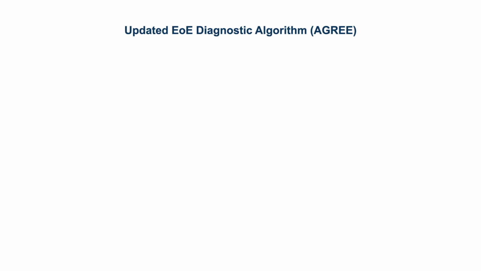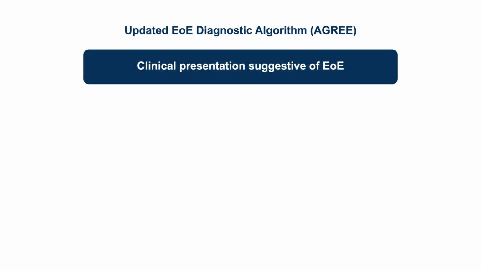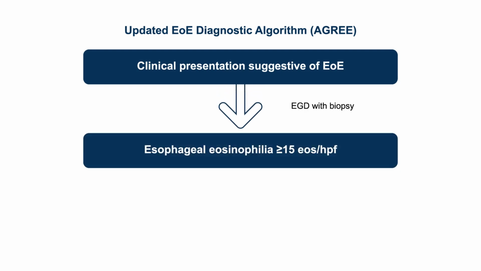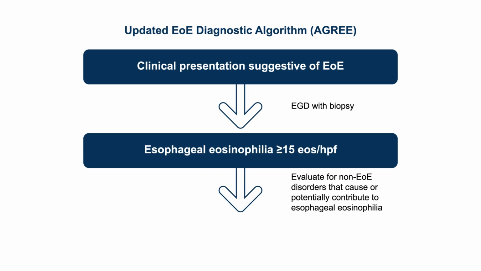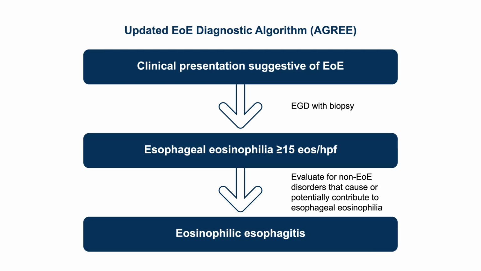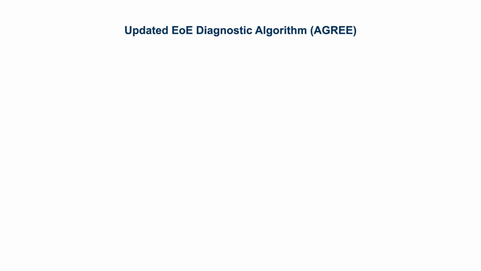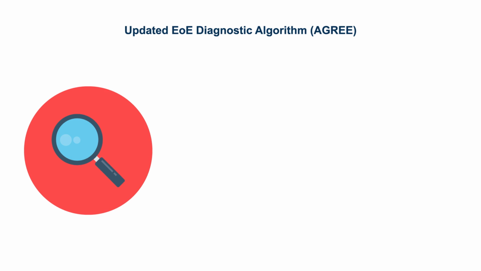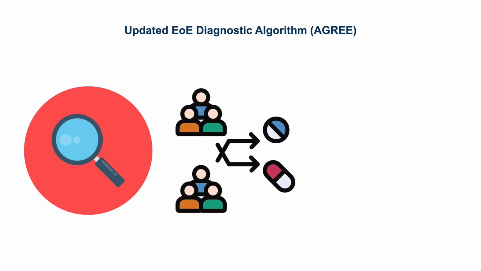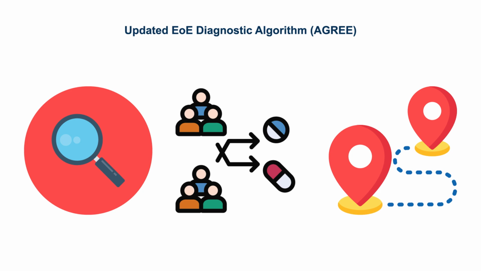The AGREE guidelines were released in 2018, and they helped clarify the diagnostic algorithm for EOE. In patients who have a clinical presentation suggestive of EOE, they should have an EGD with biopsy. If esophageal eosinophilia is noted at greater than 15 eosinophils per high-powered field, the patient should have evaluation for non-EOE disorders that cause or potentially contribute to esophageal eosinophilia, like hypereosinophilic syndromes or parasites, and they are diagnosed with eosinophilic esophagitis. These guidelines help clarify treatment for EOE as well, and they help define the difference between patients who responded to proton pump inhibitors and help guide some of the treatment that we do even today.